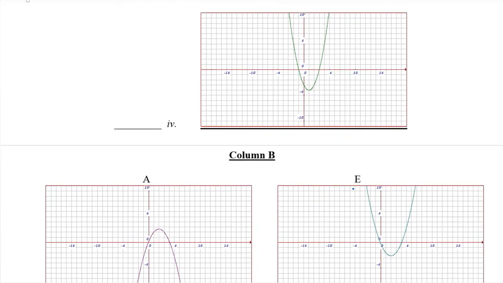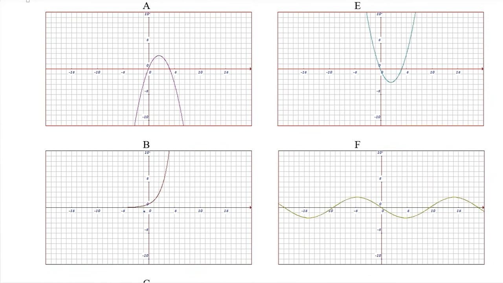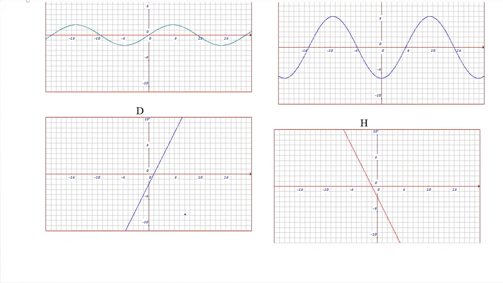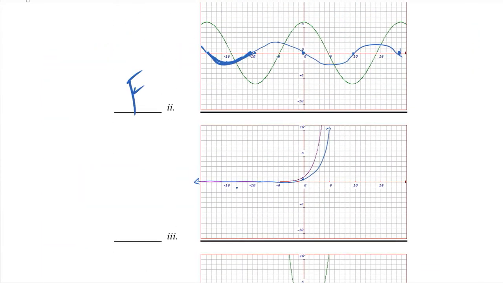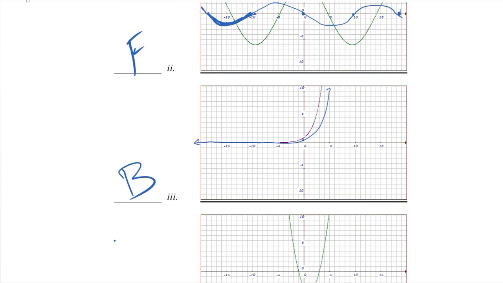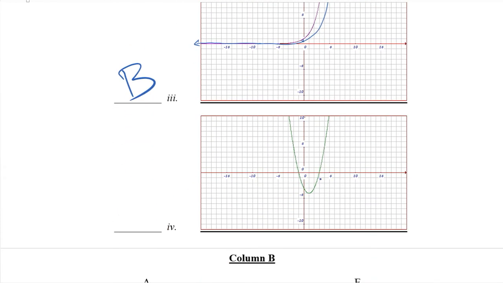Alright, let's see if one looks like that. Yeah, sure enough, there it is, B. That's the only one it could possibly be. So that's B for that one. All right, and let's do another one.